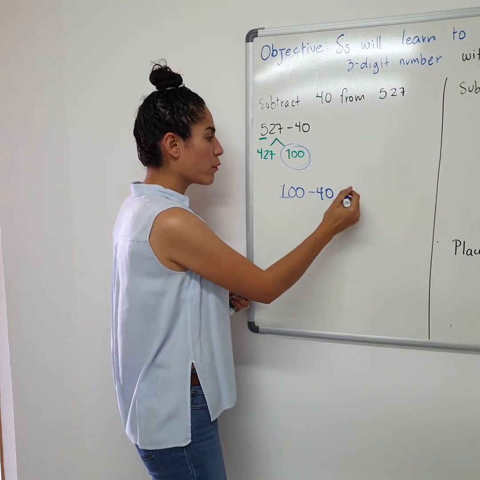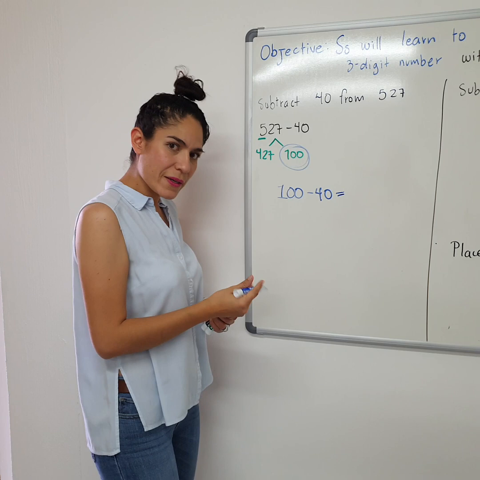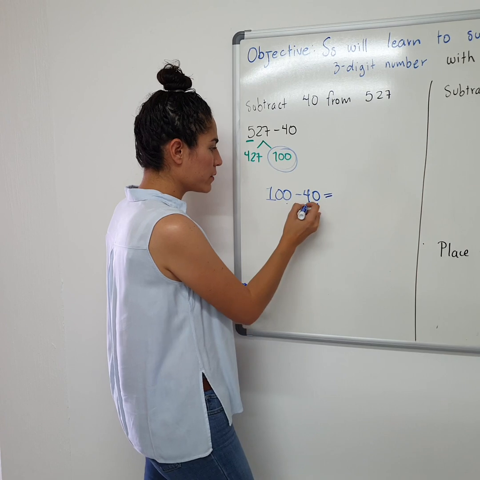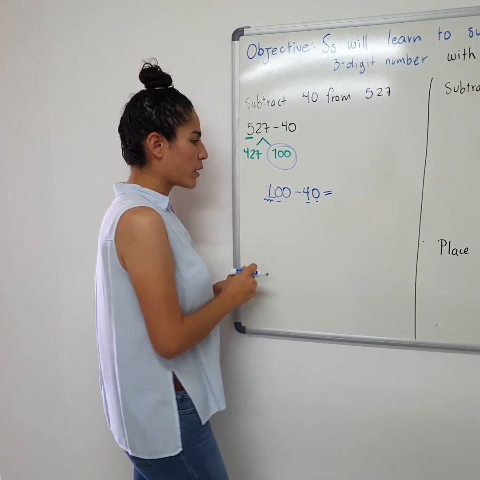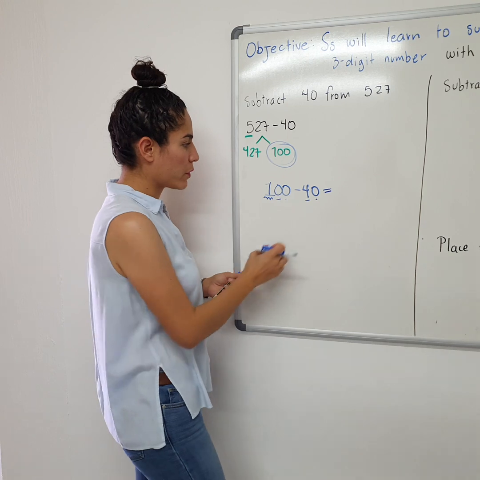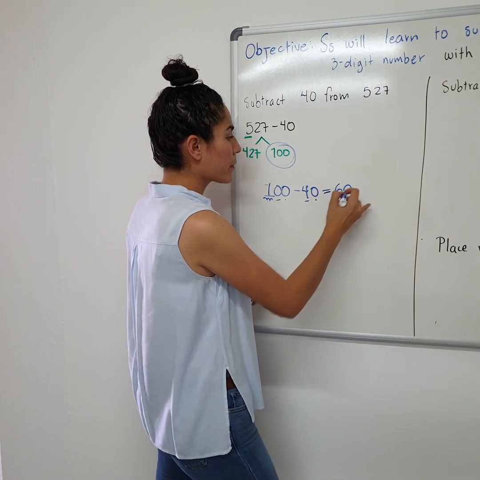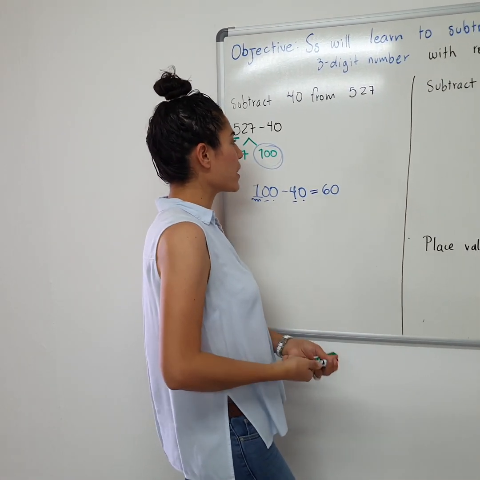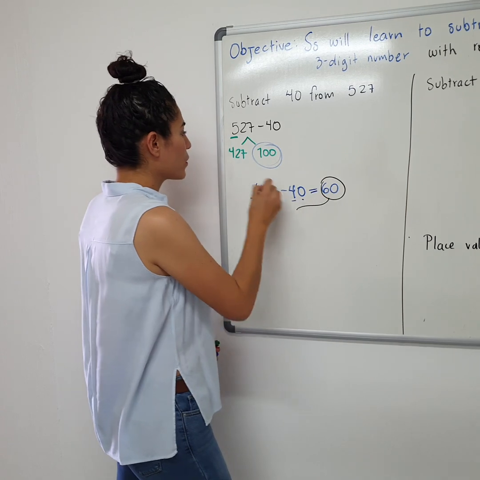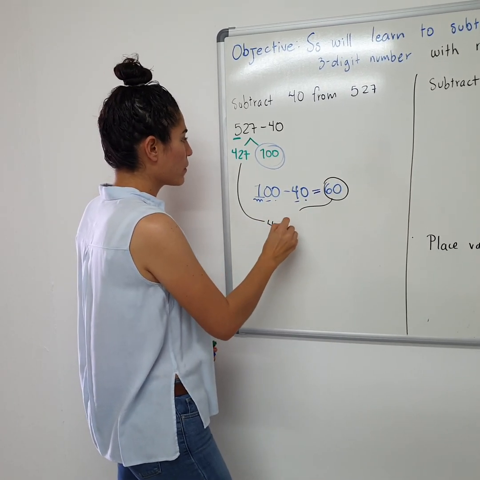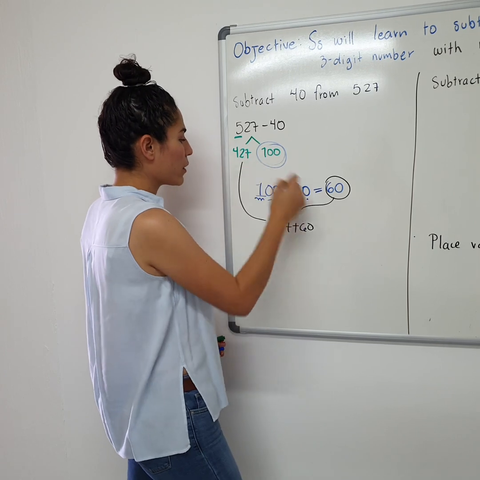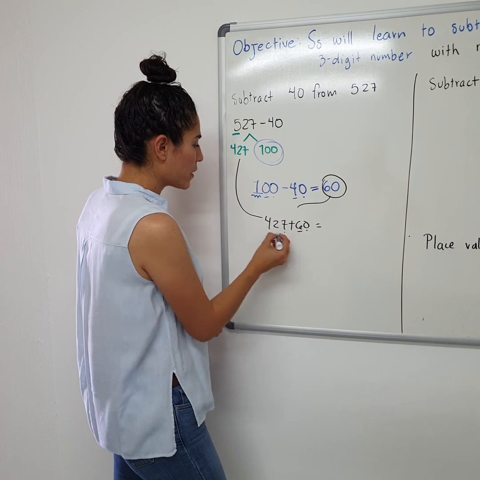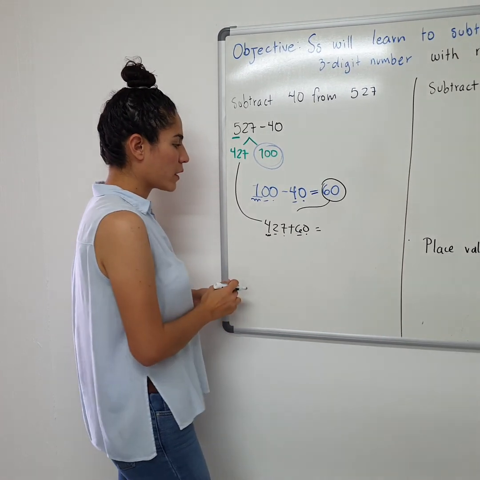100 minus 40 is 60. In case you don't know how to do it, try to remember place value. Ones with ones, tens with tens, and hundreds. Well, in the second part you have 100, okay? So it's going to be a 60. Finally, this number 60, you're going to add it again with what you have left in here. We're going to go back again: ones with ones, tens with tens, and hundreds with hundreds.